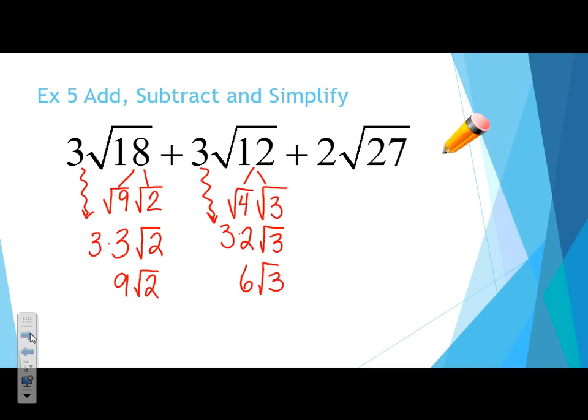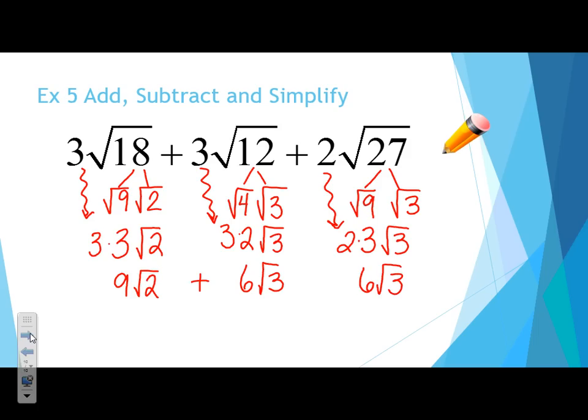And then I'm going to do the 27. Okay, 27. 9 times 3. 9's a perfect square. So the square root of 9 becomes 3. The square root of 3 is something I leave. And then the 2 plops down in front here, making 2 times 3, 6 square roots of 3. So I'm going to drop down my signs here. They were addition. I was supposed to add all these pieces together.